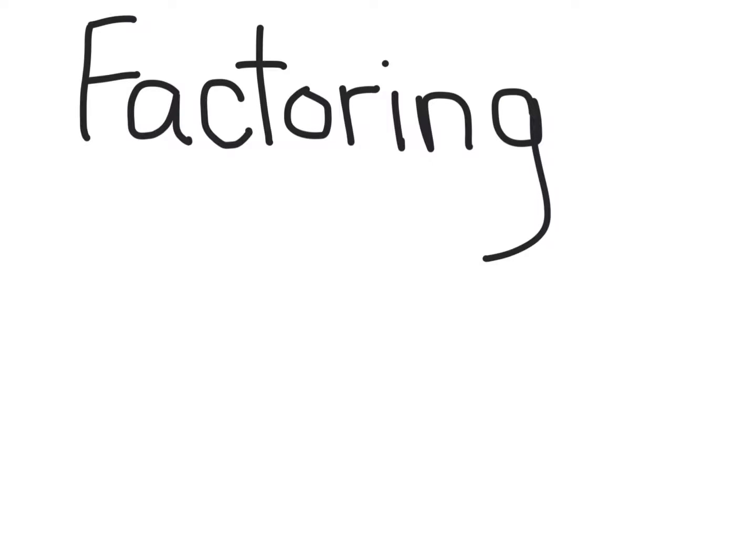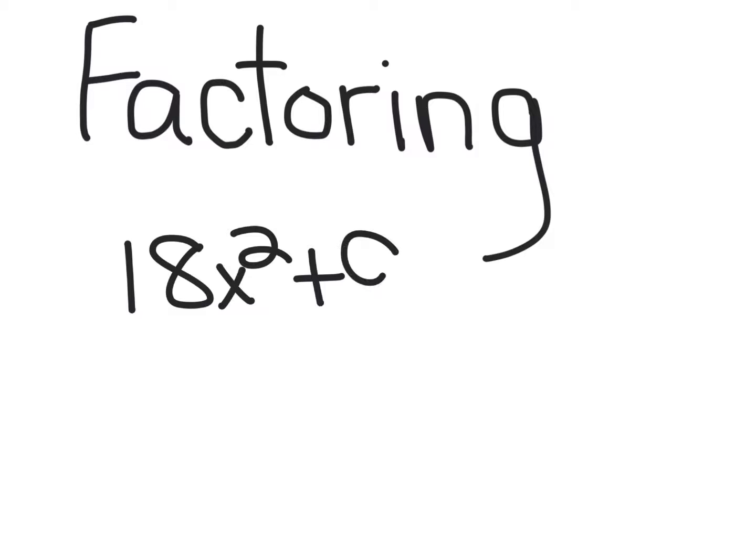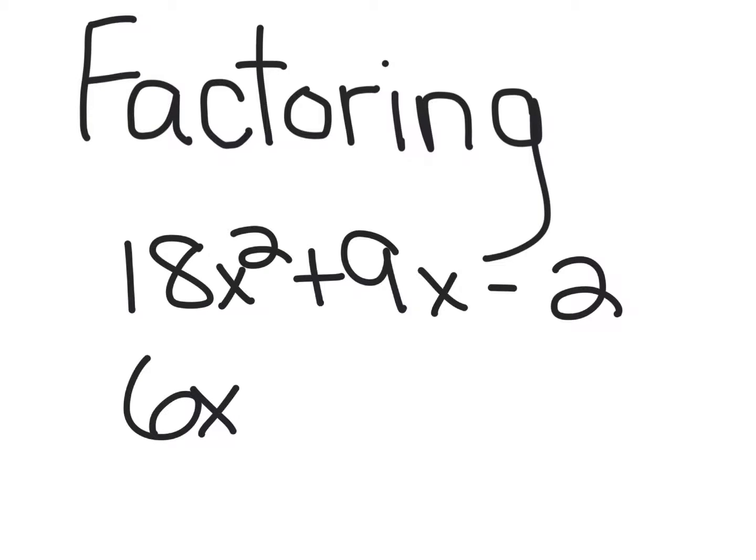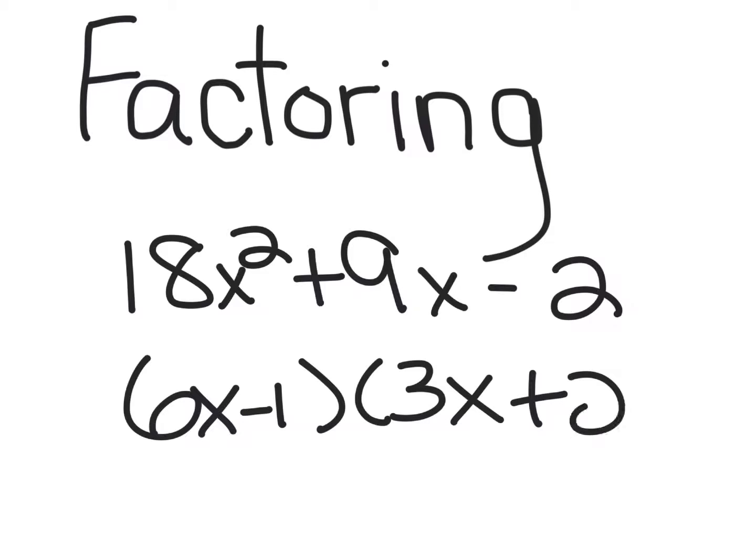All right, so we're going to start talking about factoring, and this is the process of changing a sum back into a product. So taking what you did in 8-1, and your result was 18x squared plus 9x minus 2, and how do you change it back into the form of 6x minus 1 times 3x plus 2? So let's take a look at 8-2 together.